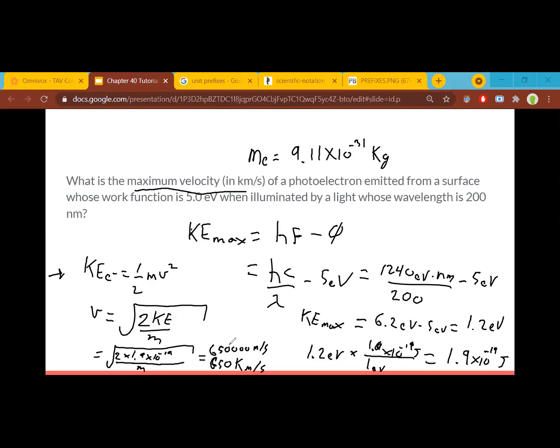So it's fast. 650 kilometers per second is fast, but it's not relativistically fast. Don't assume that because any particle is small, it's necessarily going to be moving at relativistic speeds. Anyways, all the questions we'll do today follow a similar pattern.